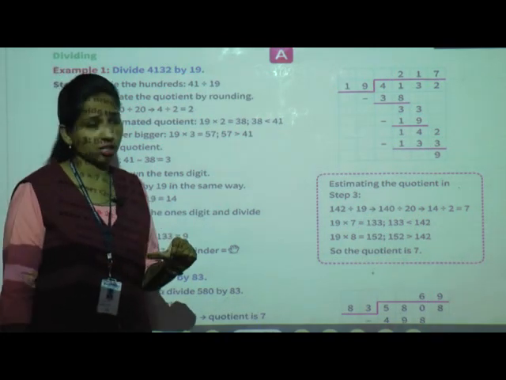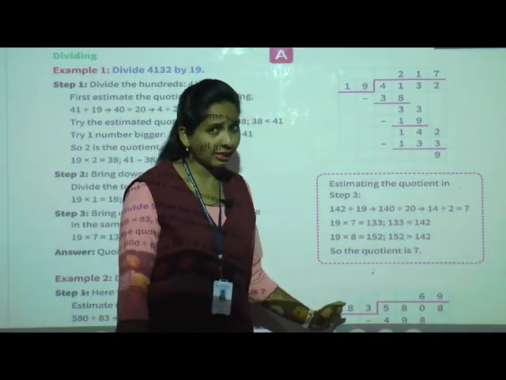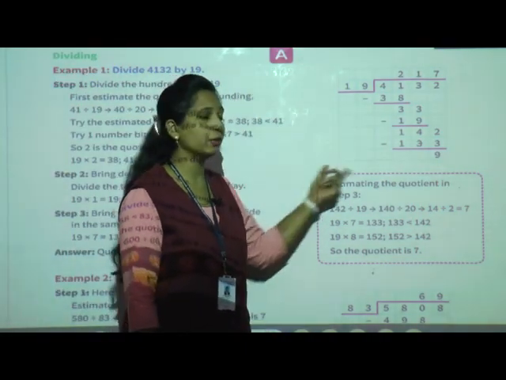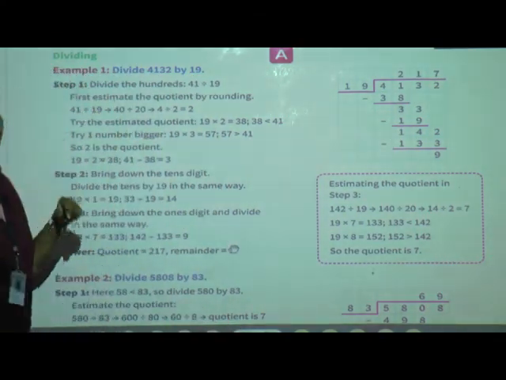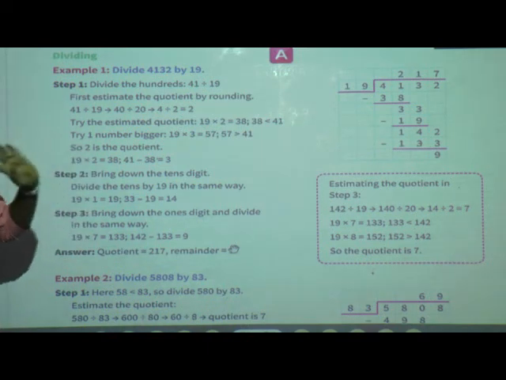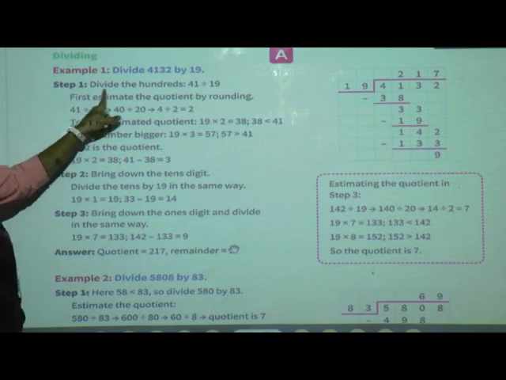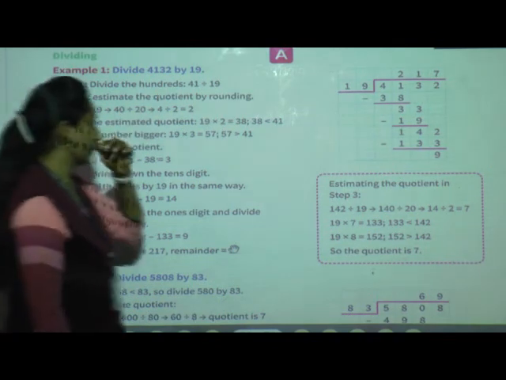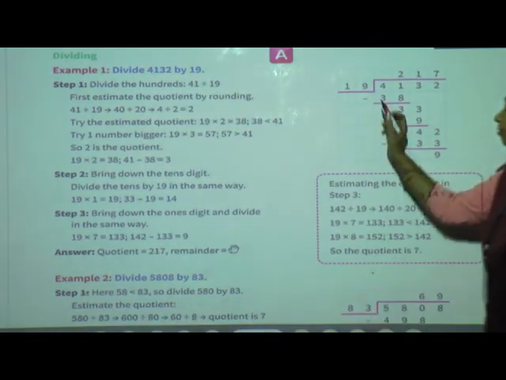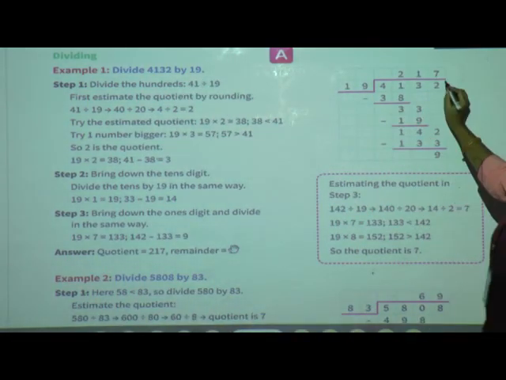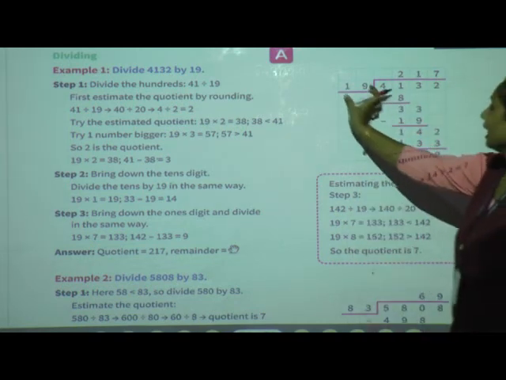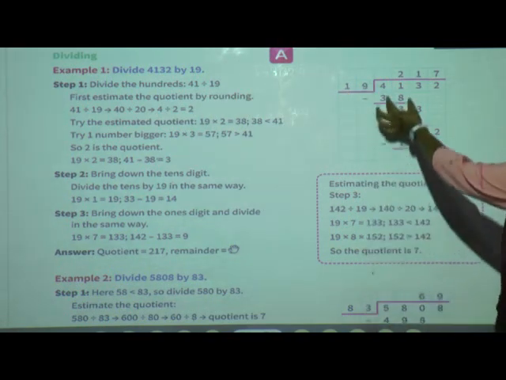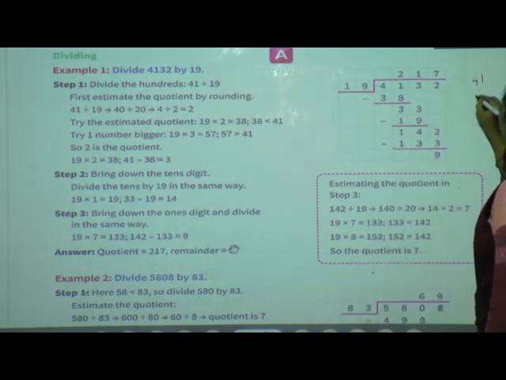Now see, preparing the 23 table till 10 also takes much time by doing the multiplication. So how can we do quick division by a 2-digit number? By estimating the quotient by rounding. How I will tell you. Now what we have to do? Divide the hundreds first. See, this is the question. We have to write the dividend on the right side, the divisor at the left side. Now 19 is there, and 43. Now we have to see about 43 and 19.